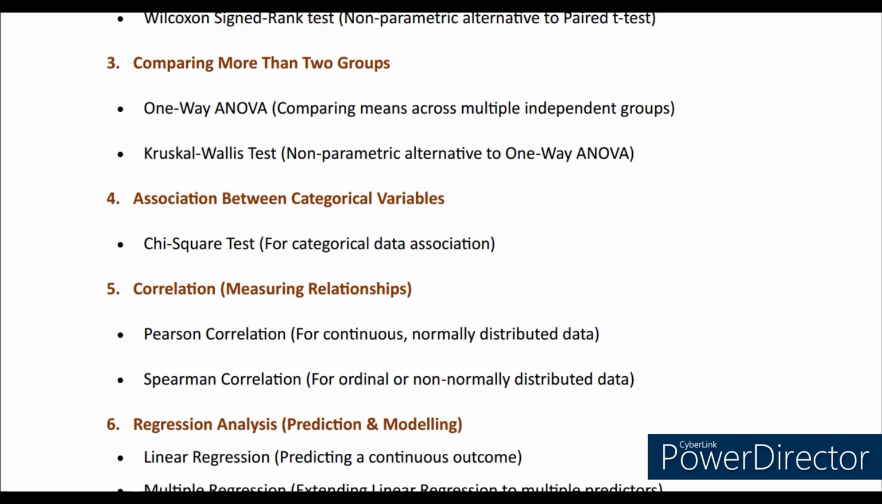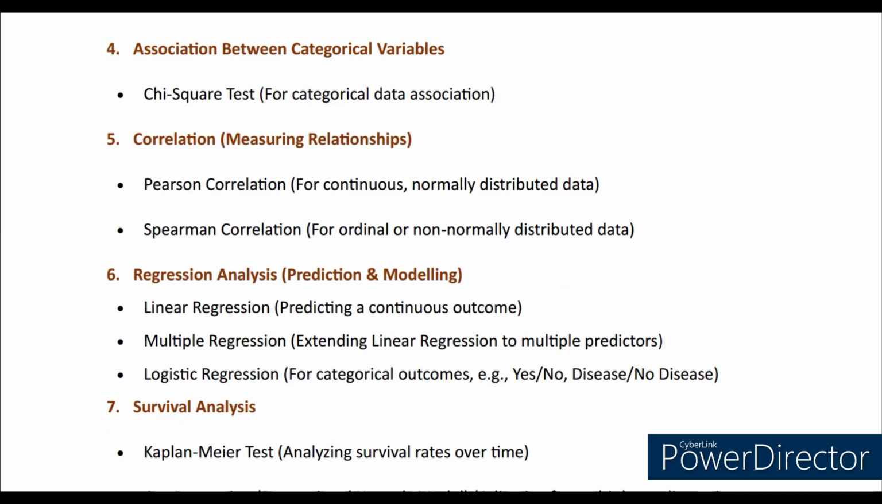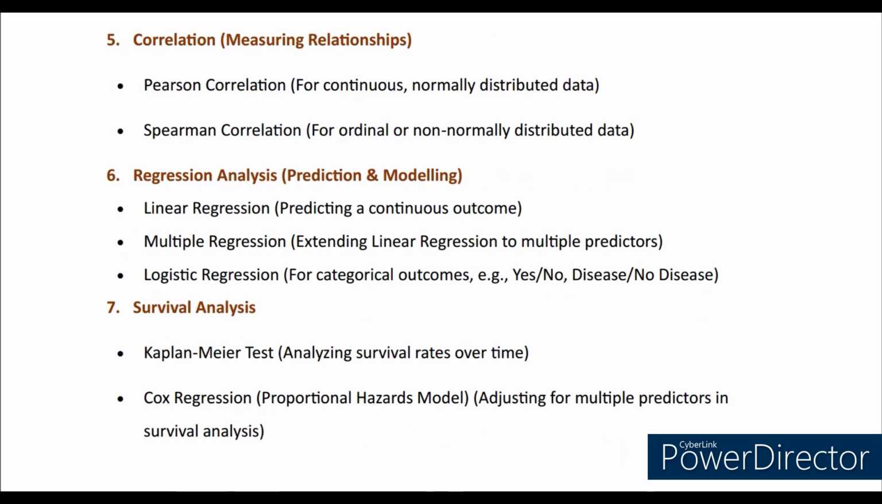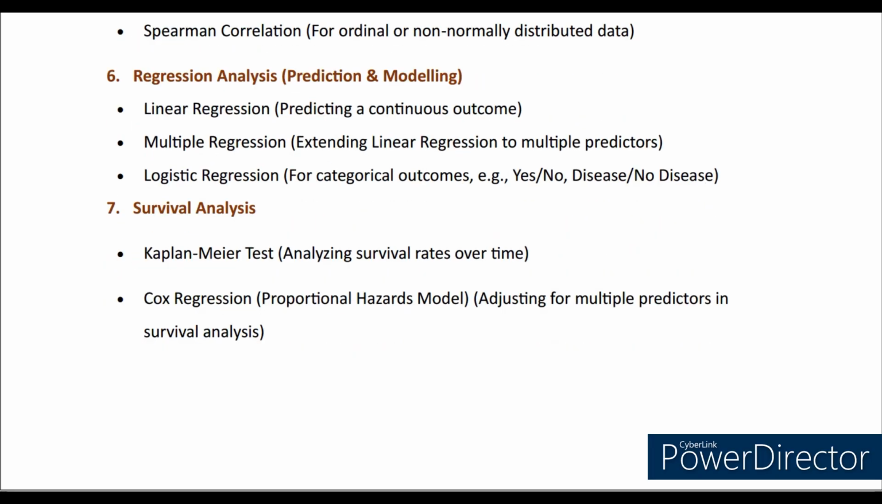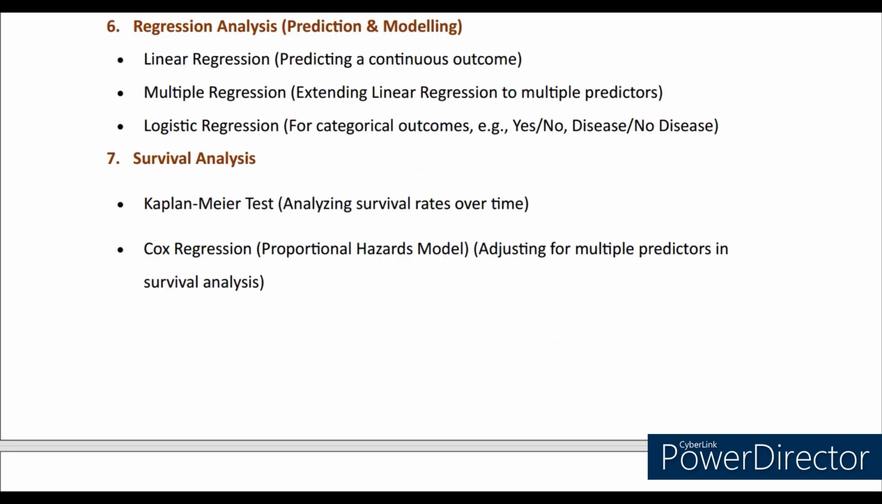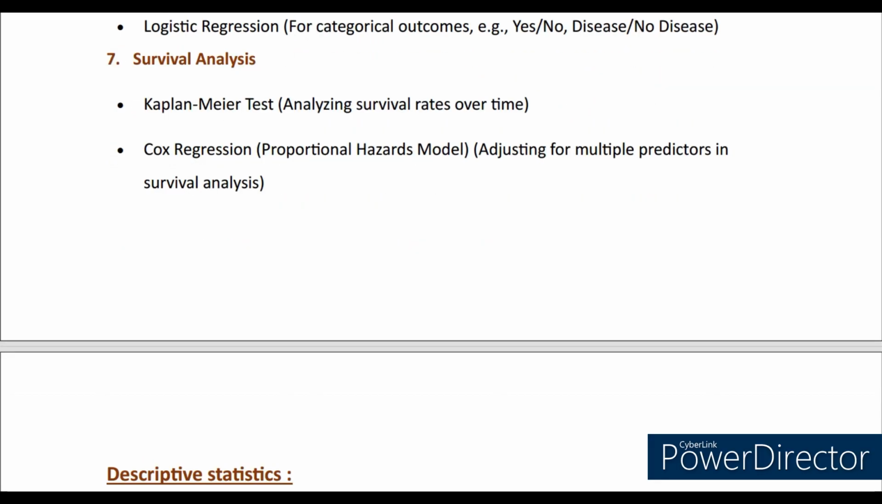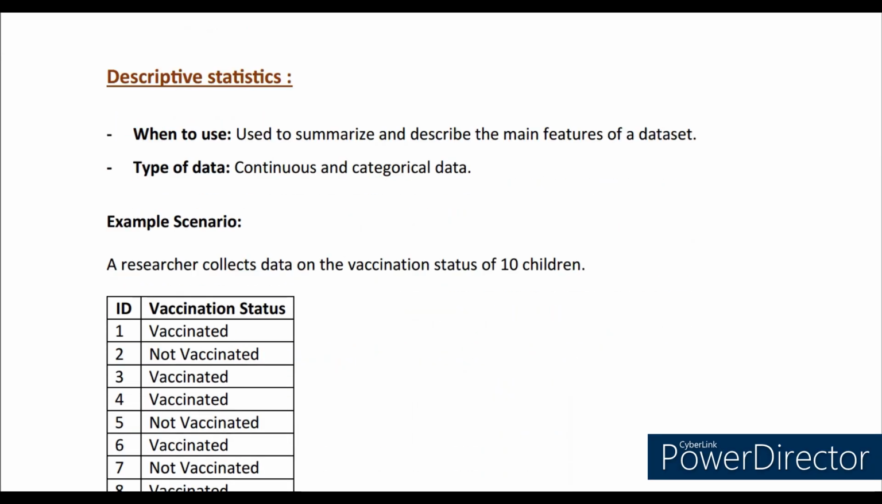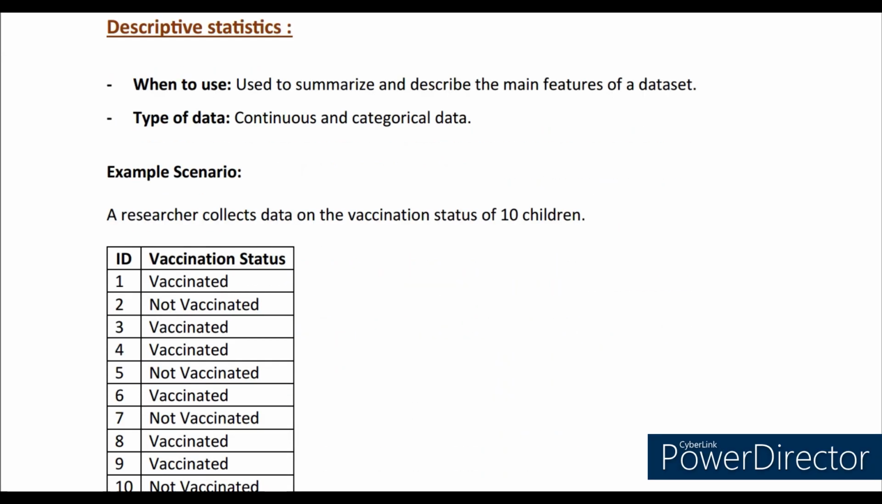And now coming to the fourth one, that is association between categorical variables, we use chi-square test. And under correlation, we can see two types, that is Pearson correlation and Spearman correlation. And now coming to next part, that is regression analysis. Under regression, we can see linear, multiple and logistic regression. And now coming to the last category, that is survival analysis, we use Kaplan-Meier test and the Cox regression. So we will follow this sequence. We will conduct each test in SPSS and then I will try to interpret the data. So now let's start with the descriptive statistics.